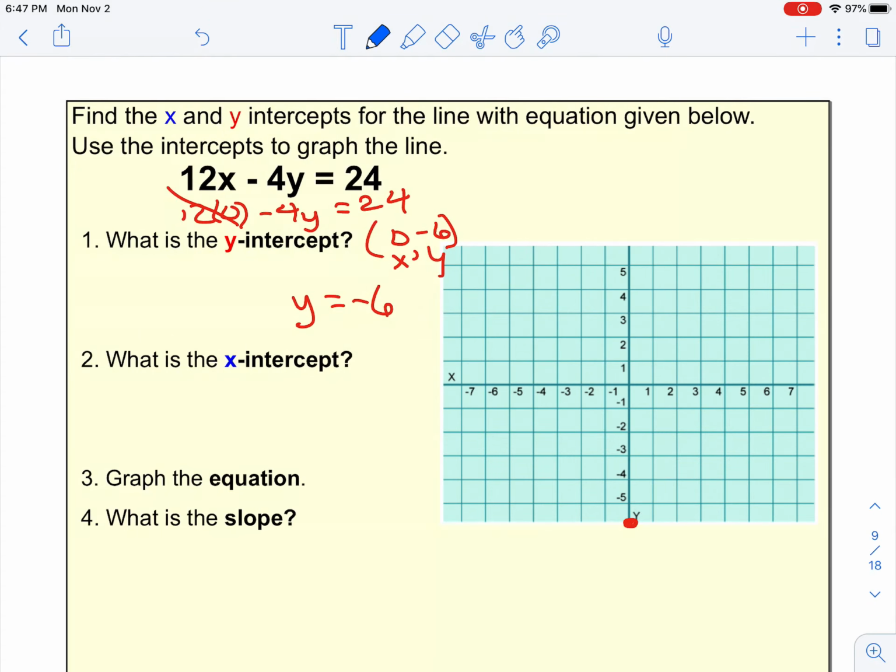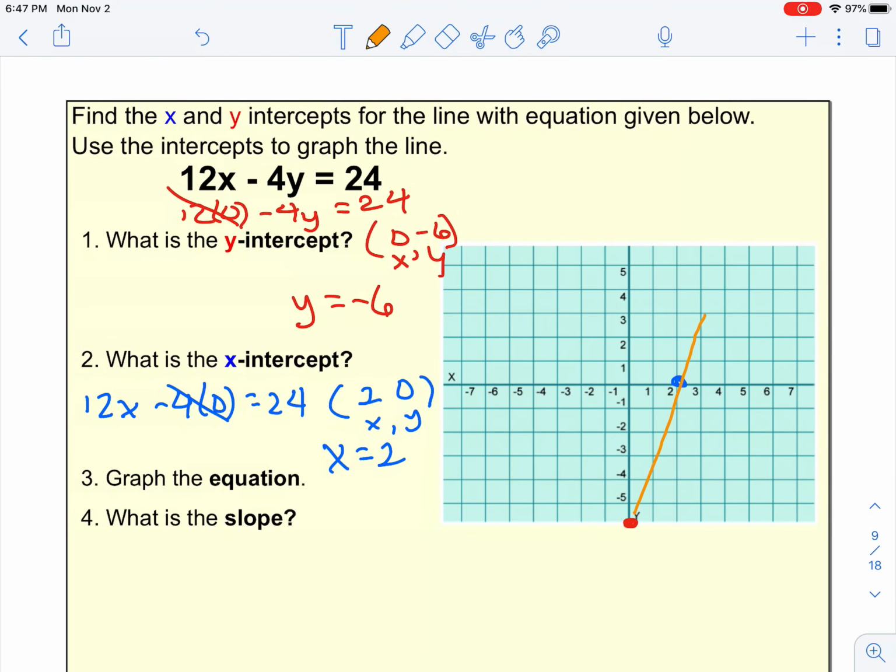Now hopefully you did that one correct. Let's see if you got the x-intercept. The x-intercept is 2. And it is the ordered pair, remember. We are looking for the x value when y equals 0. So when we plug in 0 for y, it looks like 12x minus 4 times 0 equals 24. Again, that cancels out, and when I divide by 12, I get x equals 2. So my x-intercept is crossing at 2.